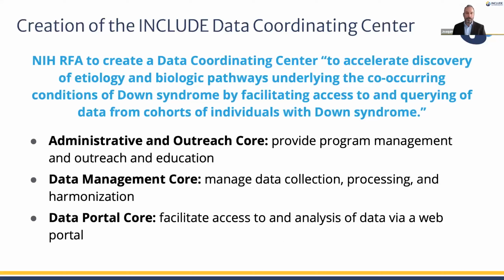So with this in mind, the NIH called for the creation of a data coordinating center to accelerate discovery of the etiology and biological pathways underlying the co-occurring conditions of Down syndrome by facilitating access to and analysis of data from the cohorts of individuals with Down syndrome that are being funded by the INCLUDE project. So the data coordinating center was created and it consists of 3 cores: the administrative and outreach core, providing management and outreach and education.